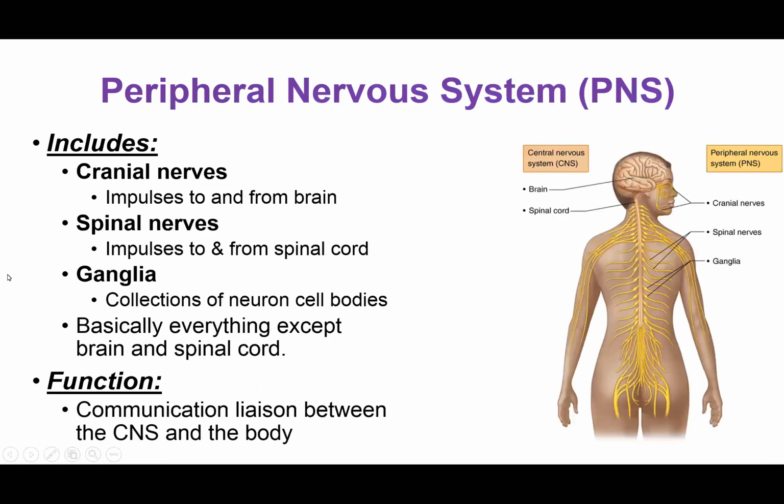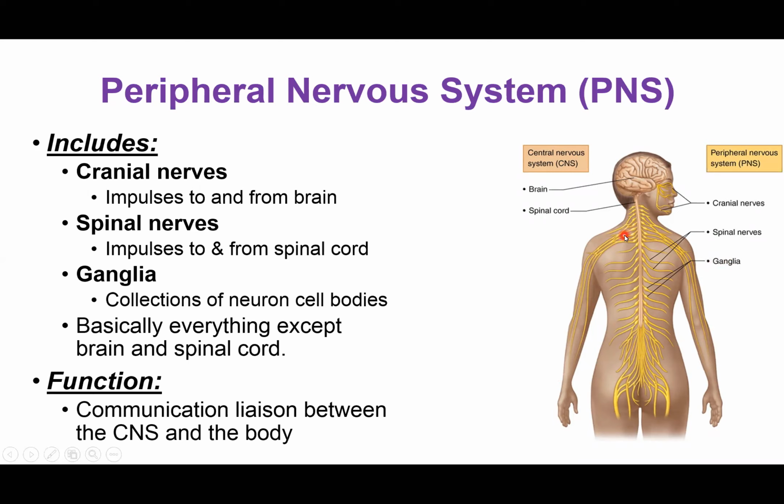The peripheral nervous system includes things like the cranial nerves, which carry impulses to the brain and from the brain. The spinal nerves, which carry impulses to the spinal cord and away from the spinal cord. And then also the ganglia. And the ganglia are collections of cell bodies of neurons. And so the peripheral nervous system then is basically every other thing except brain and spinal cord, okay? All other nerve-like features minus brain and spinal cord.